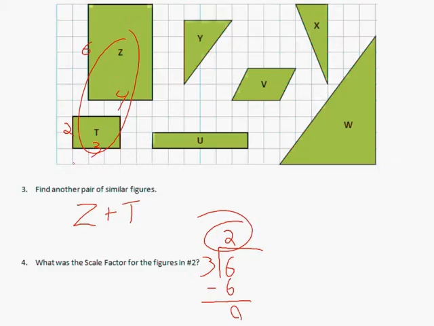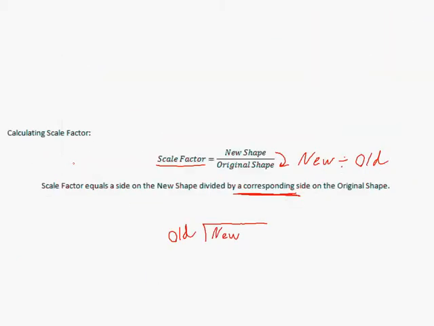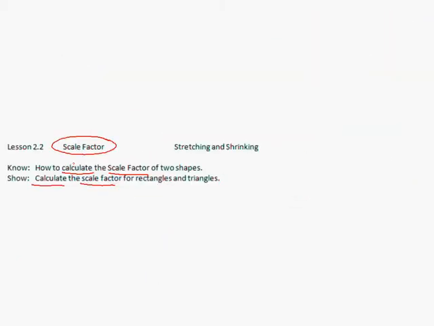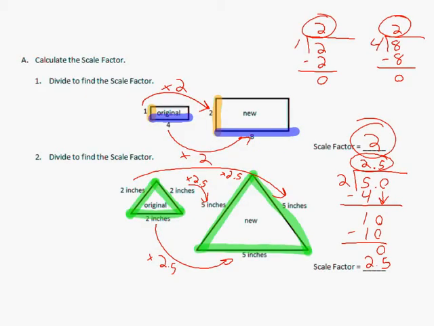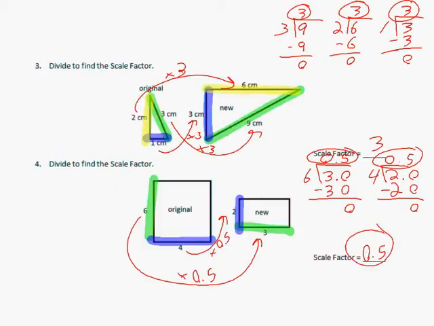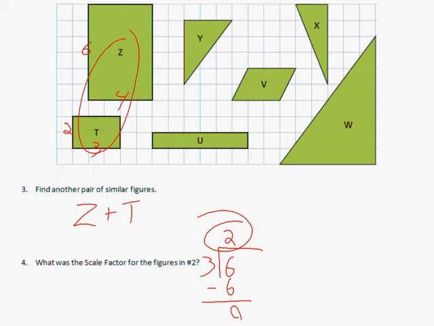Let's check back over the worksheet. Okay, this was lesson 2.2, talking about scale factor. We're going to learn how to calculate the scale factor. So we were going to calculate the scale factor for rectangles and triangles. Remember, this was your equation to find scale factor. We looked at our two examples here, a rectangle pair, a triangle pair, another triangle pair, another rectangle pair. Answered our questions by finding similar shapes out of the group. And this is the end of lesson 2.3 out of stretching and shrinking. Up next is lesson 3.1 in stretching and shrinking.